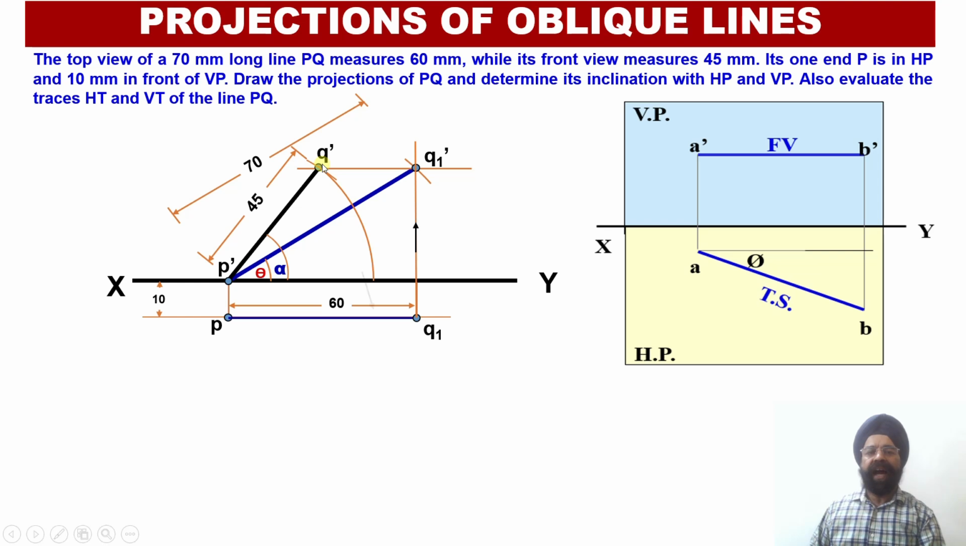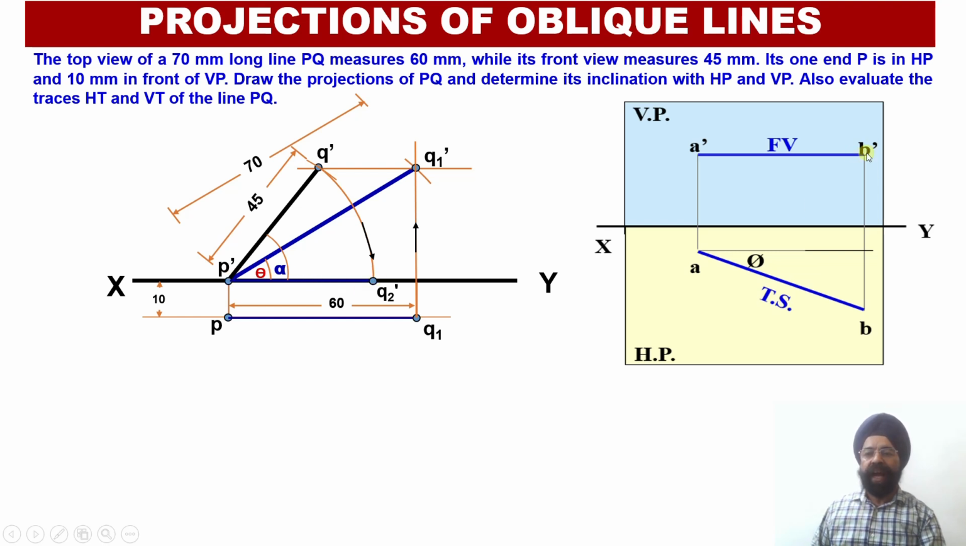Now what I have done, I have rotated this elevation apparent length P dash Q dash up to the locus line of the point P dash. So this is my locus line of the point P dash. So once I rotate this line P dash Q dash up to the locus line of the point P dash, I have been able to obtain P dash Q2 dash. So I have been able to obtain the rotated length of the front view projection, that is P dash Q2 dash. So this P dash Q2 dash lies on the horizontal plane. So we can say that this is parallel to the horizontal plane.